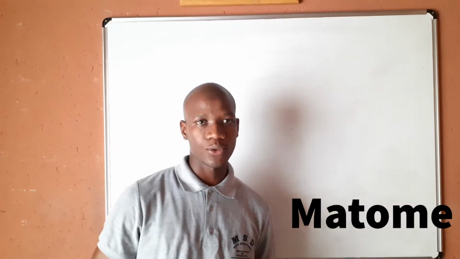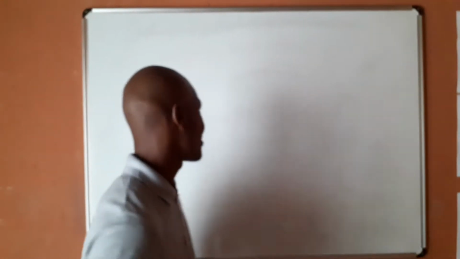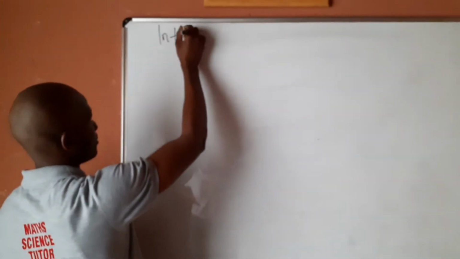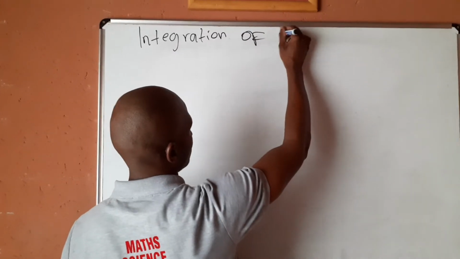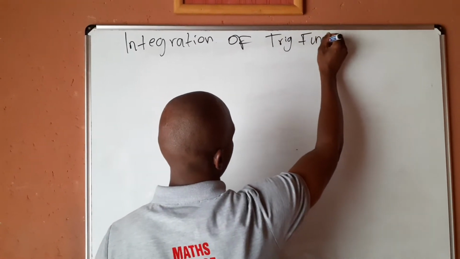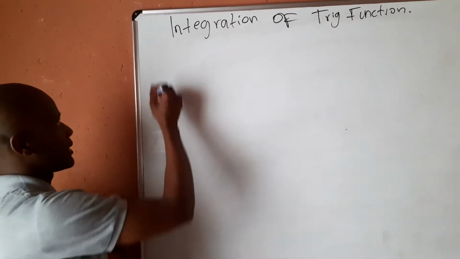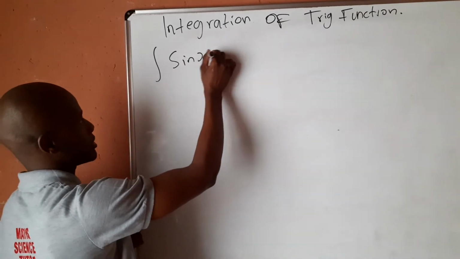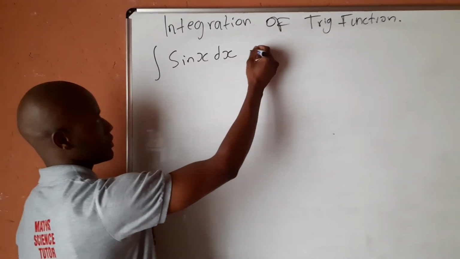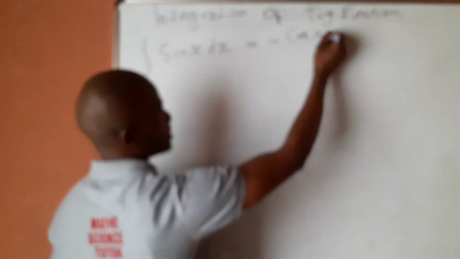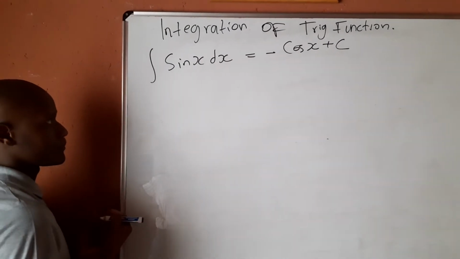Hi guys, I'm doing part 2 of integration. We will be doing integration of trig functions. So guys, when we integrate sine x dx, the integral of sine x dx is equal to negative cos x plus c. This is the formula given on the formula sheet.